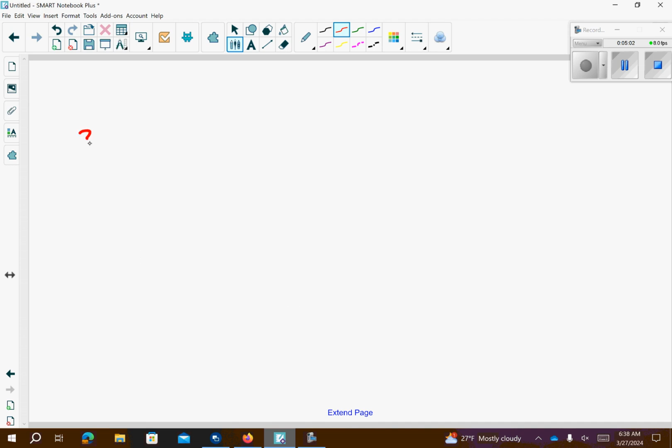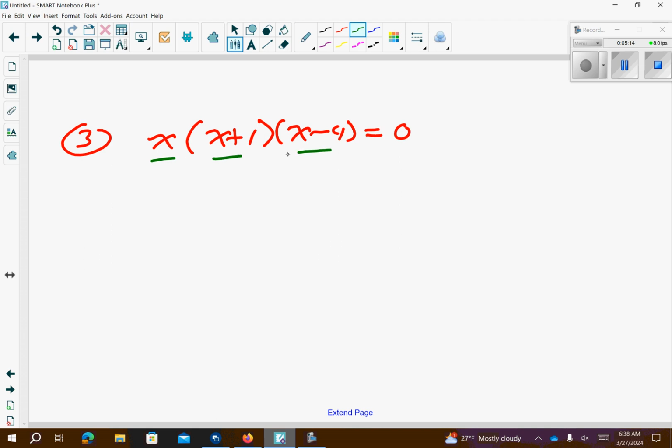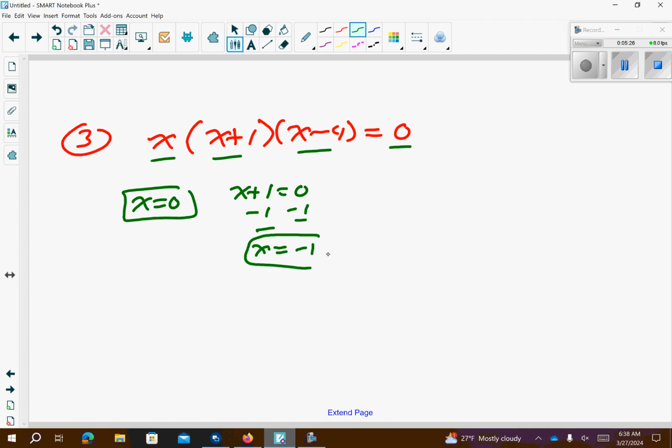Take a look at number 3. I have x, x plus 1, and x minus 4, and that's equal to 0. There's no reason to multiply this all back together. I have 3 parts to this problem. So I'm going to take each of those parts and set it equal to 0. So my first answer is x equals 0. My second answer, I'm going to get x plus 1 equals 0. Subtract 1 from both sides. I get x equals negative 1. Then I have x minus 4 equals 0. Add 4 to both sides.